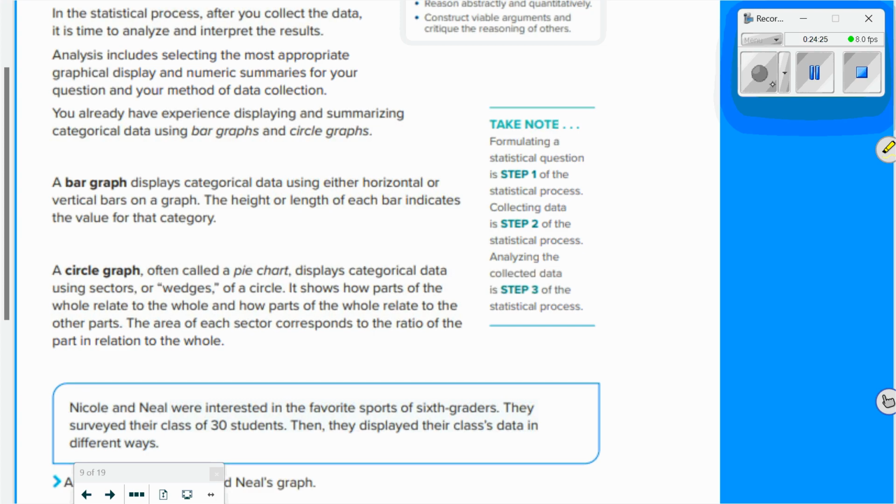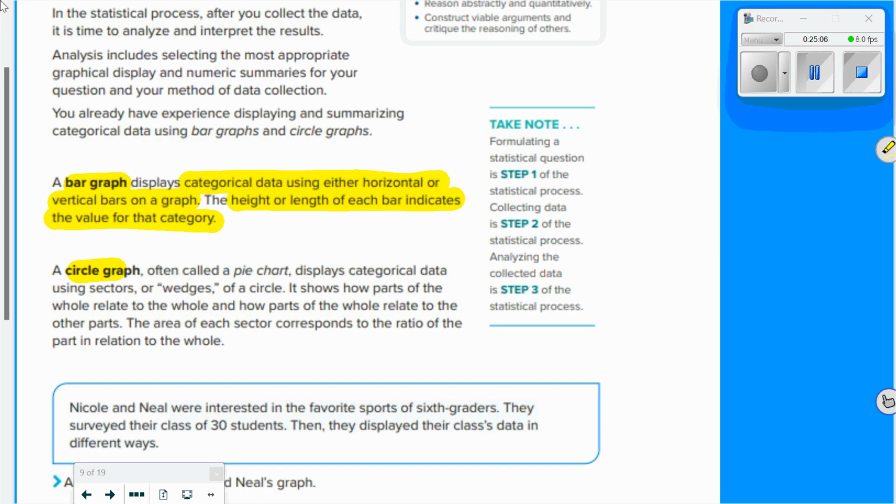Okay, guys, on this one, when we're looking at data, we're into step 3 where we're analyzing the collected data. In order to analyze it, we need to be able to see our data. So we've got a couple primary ways that we use them. A really popular one is a bar graph. Bar graph uses categorical data, meaning it's going to be in categories. So we're looking at names of different things, using either horizontal or vertical bars on a graph. The height or length of each bar indicates the value for that category. So the more data there is that fits that category, the larger that bar is going to be.